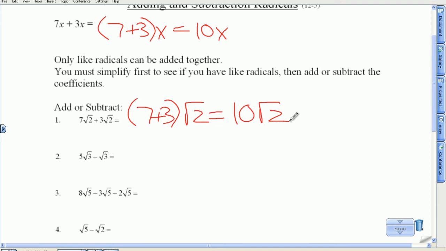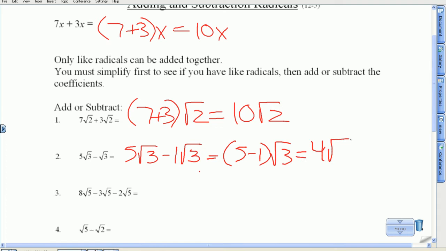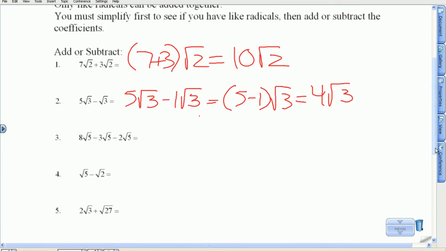Okay. Now please remember that radical 3 does have a 1 in front of it, so I can rewrite that if I wish. Because both of my terms have radical 3, I can do the subtraction. So this becomes 5 minus 1 radical 3, which is 4 radical 3. For problem 3, I have a couple of subtraction problems here. All of them have a radical 5, so we have like terms. 8 minus 3 is 5. 5 minus 2 is 3. So the final answer for this is 3 radical 5.